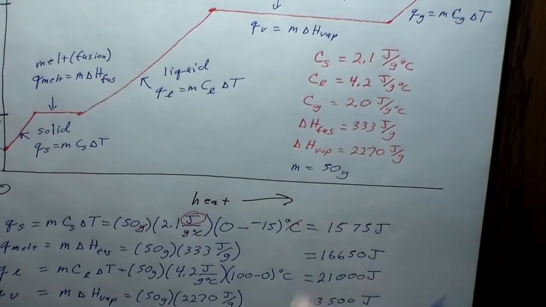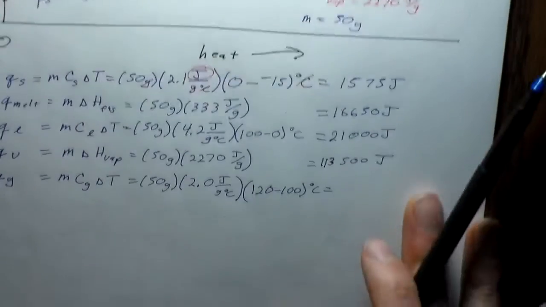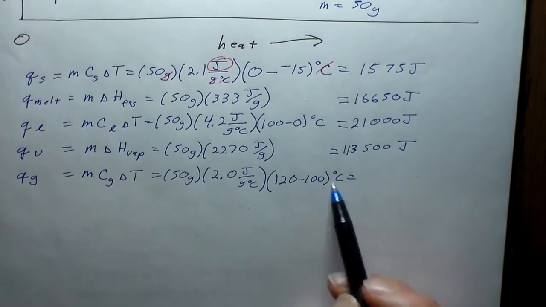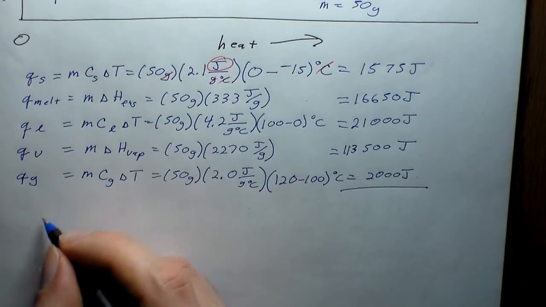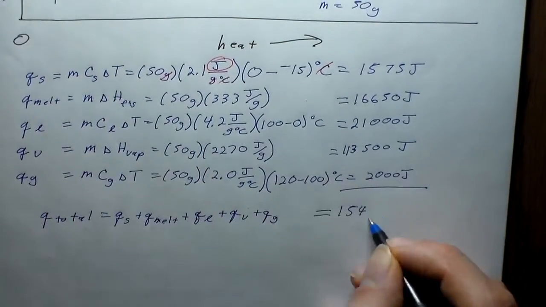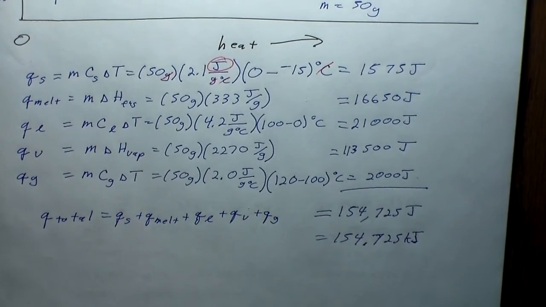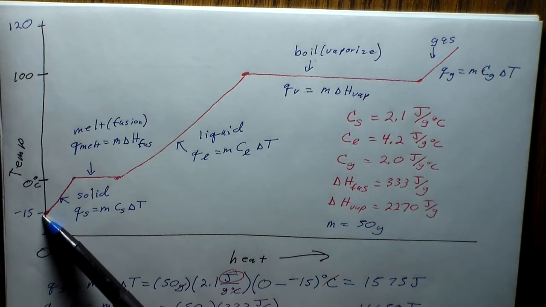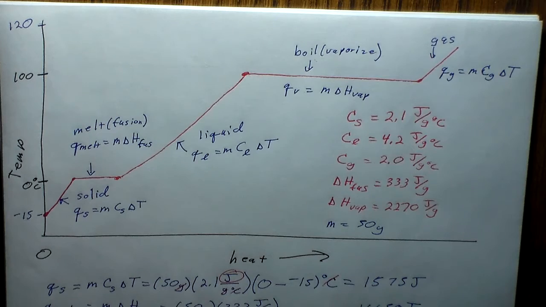And this one's going to be 2.0. And here the temperature is going between 100 and 120 degrees, so that's why my delta T in this case is going to be 120 minus 100. That's my final minus my initial, and this works out to be 2,000. And then as for my Q total, this is just equal to the sum of all these things here. So basically about 154.725 kilojoules is how much energy it actually takes to raise the temperature of the ice from negative 15 to gas at 120 degrees for 50 grams of water.